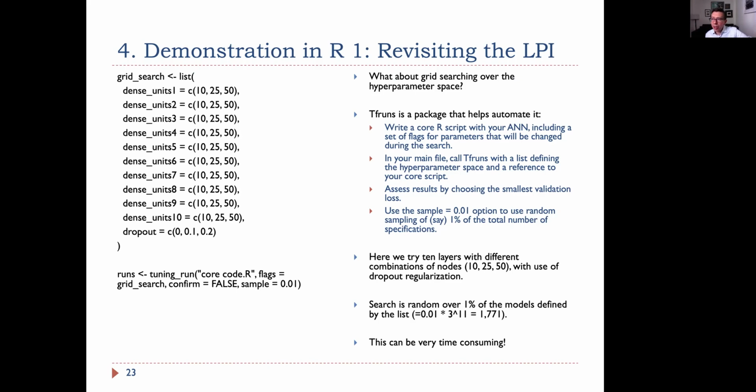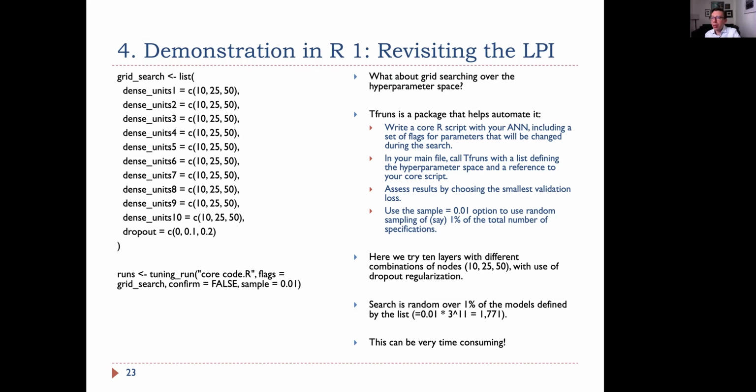And then I've said, okay, let's try dropout regularization as well. Remember, this is to avoid overfitting. We set a certain percentage of nodes equal to 0. We're going to try rates of 0, that is to say no regularization, 0.1, 10% randomly set to 0, and 20% randomly set to 0.